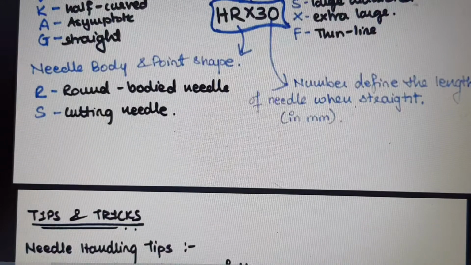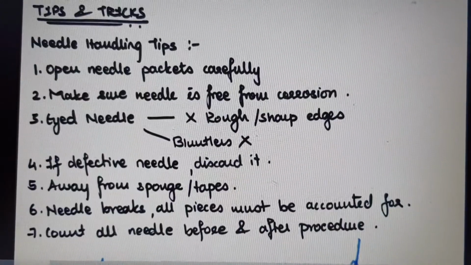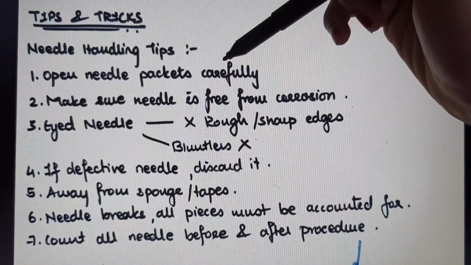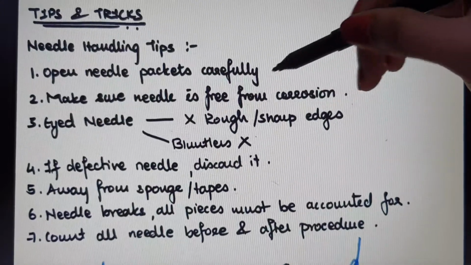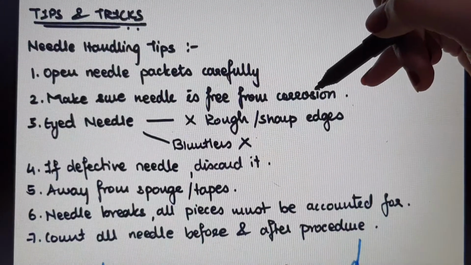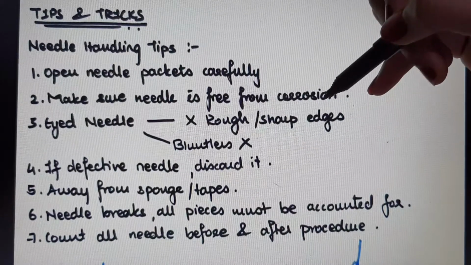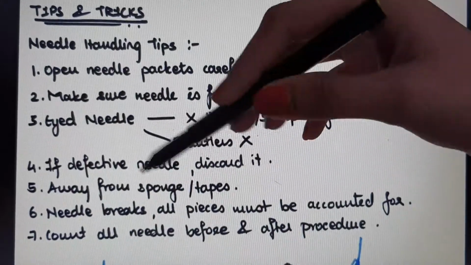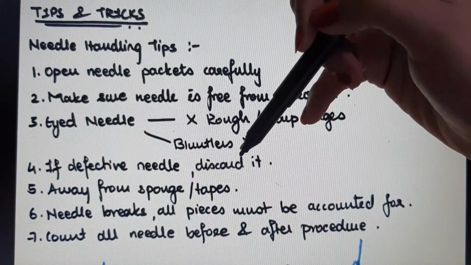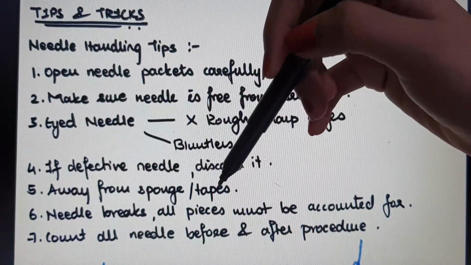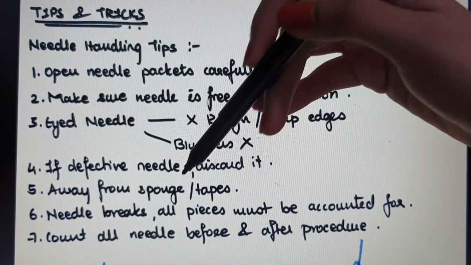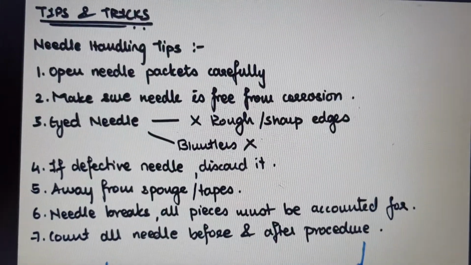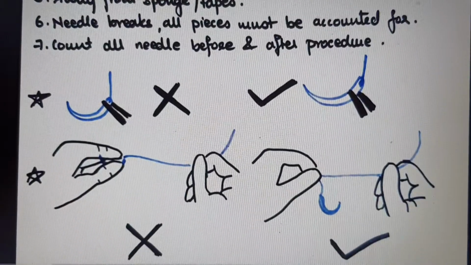After that we come to some tips and tricks which can be used while needle handling. So first, always open the needle packets carefully. Make sure the needle is free from any corrosion. If it contains corrosion, then discard it. Check for any rough, sharp edges or any blunt points in eyed needles. If a defective needle is present, discard it. Keep away from any sponge or tapes as it may entangle itself. Then if the needle breaks, all the pieces must be accounted for. Count all the needles before and after the procedure.